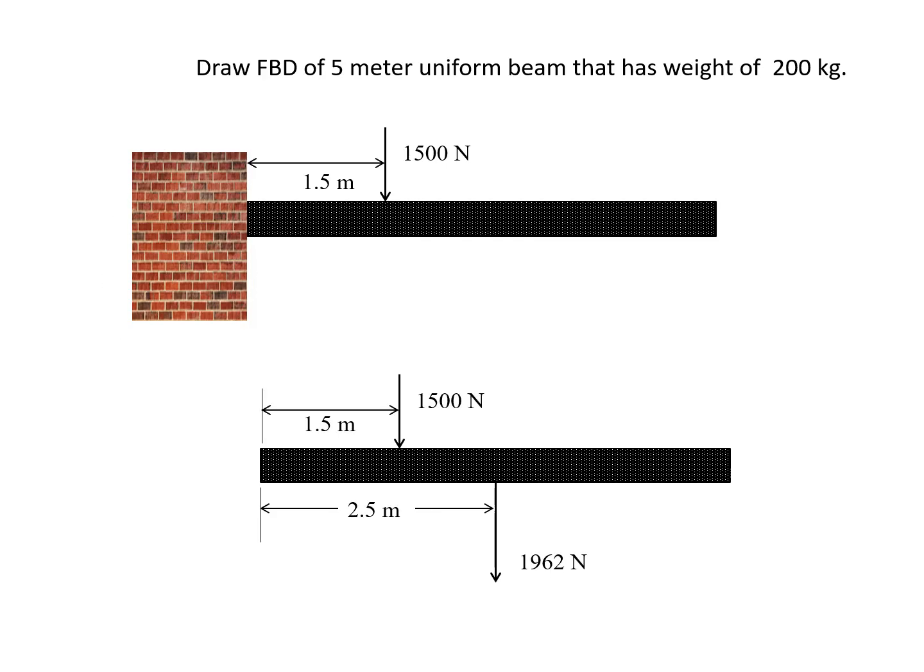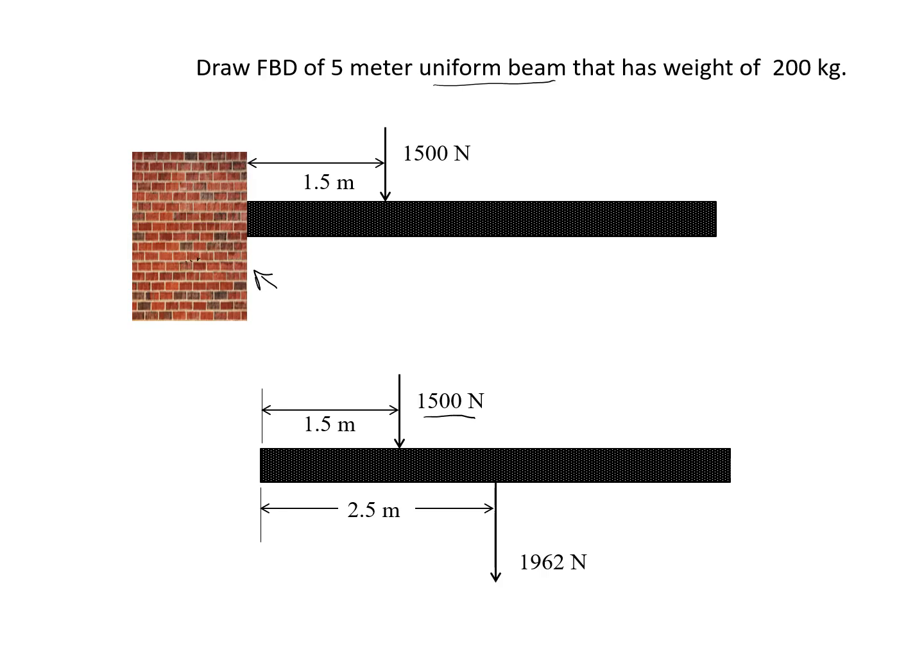So there is my beam. I've included all of the known forces already. So we have the applied 1500 Newton force, as well as the weight of the beam. And since we know that it's a uniform beam, I'm applying that weight in the middle of the beam. Then I need to include my reaction forces that are going to replace this brick wall.